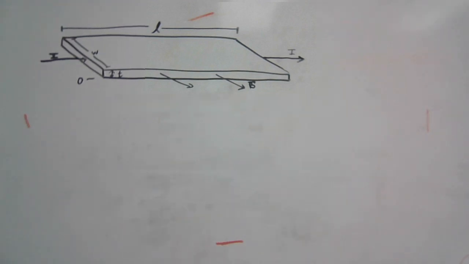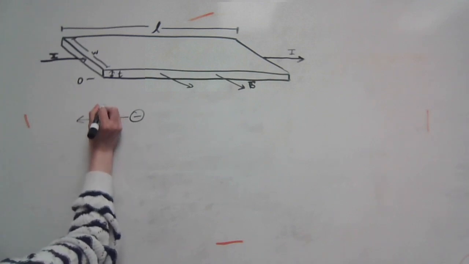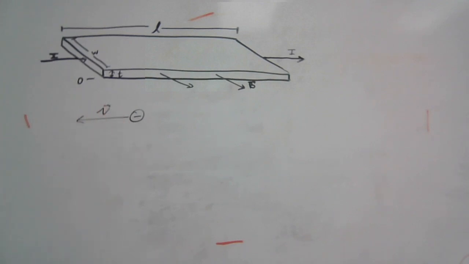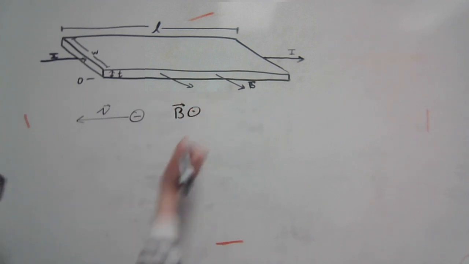So now we move on to part C. How would your analysis change if the moving charges were negative? Again, we follow the convention that the direction of the current is the direction that positive charges move, and we have current going to the right. So the direction of our negative charge carriers is to the left, moving to the left with some velocity v. And we still have the magnetic field pointing out of the page.